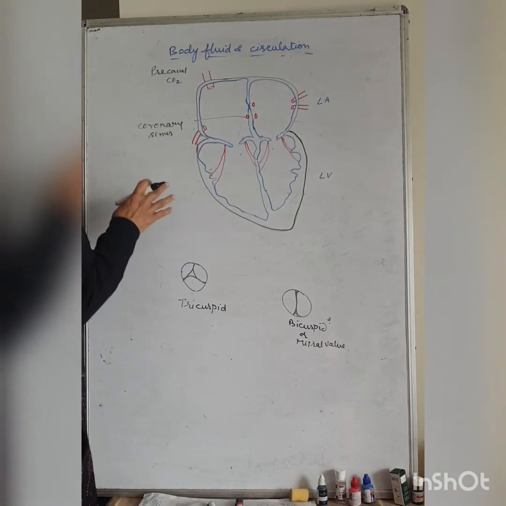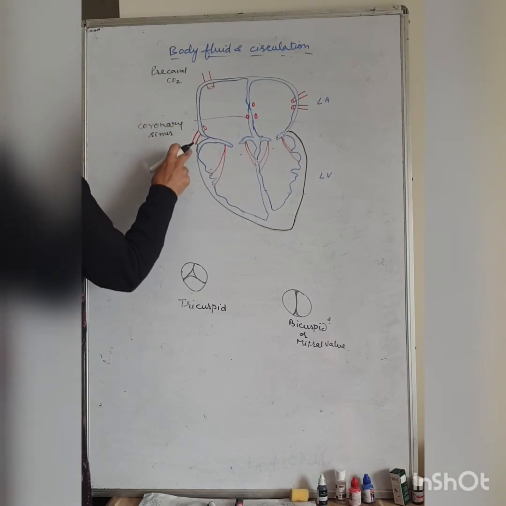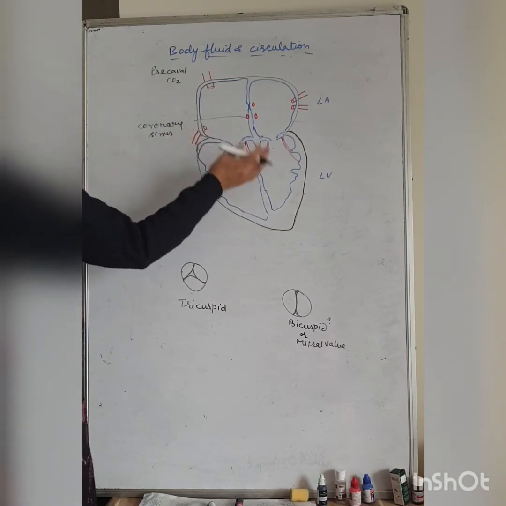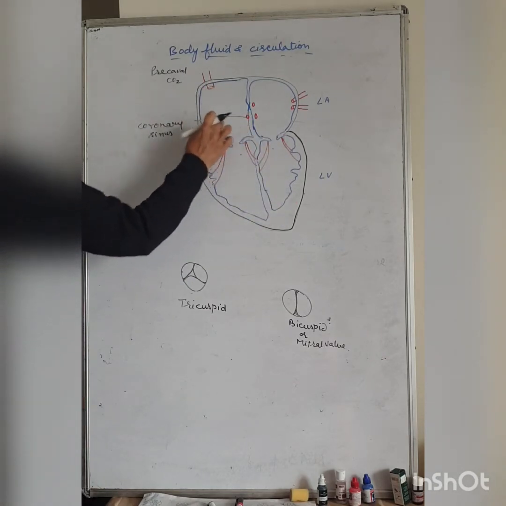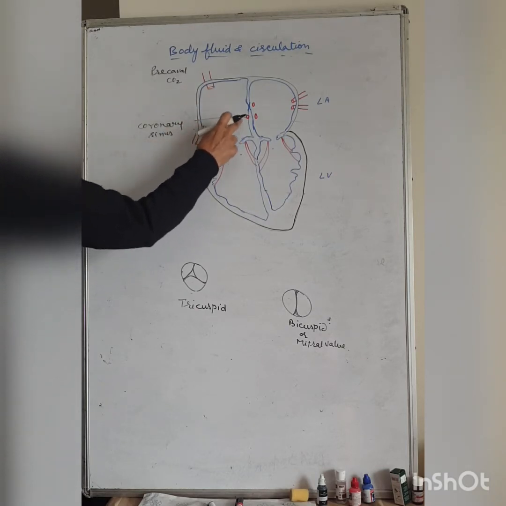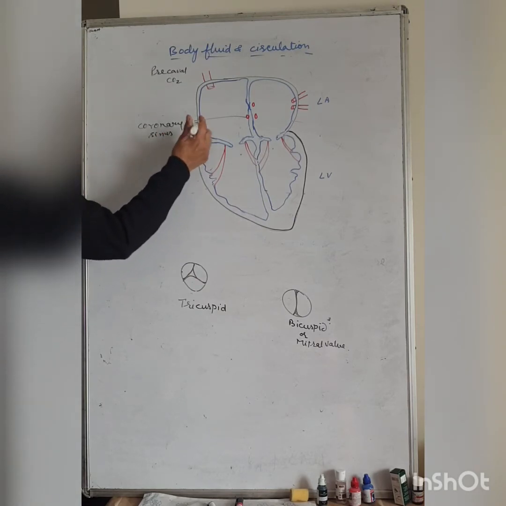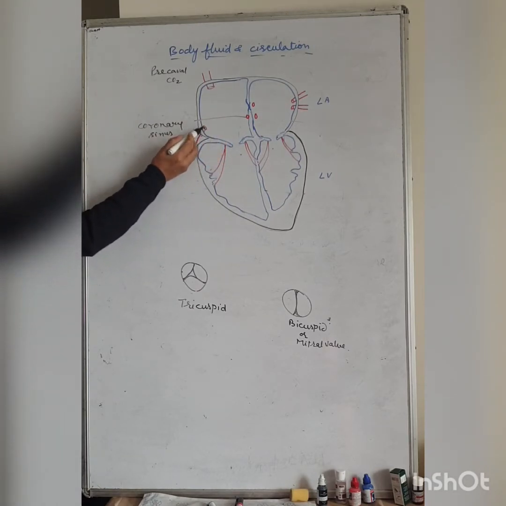Now the right atrium receives the blood from the superior vena cava, the inferior vena cava, and the coronary sinus from the heart muscles. There are three blood vessels. Out of three, two have valves. The inferior vena cava has a valve.